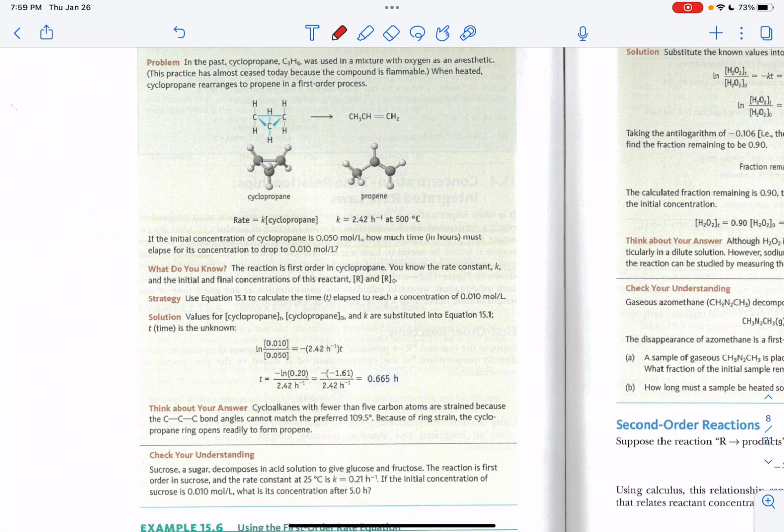And here's a problem where we are given the initial concentration right there, and we're trying to find our final concentration right there. We know the value of K in this problem, and we're trying to find the amount of time. So it just becomes an algebra problem.